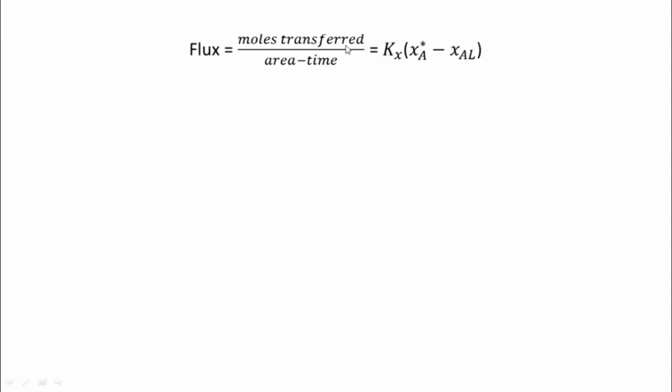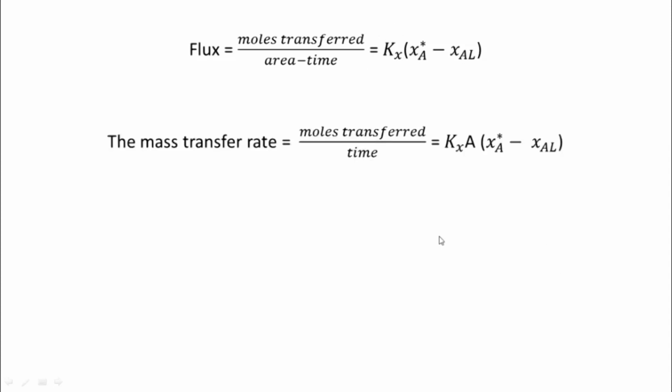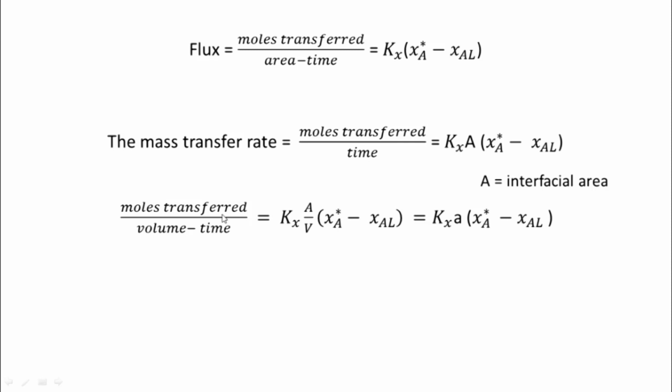And fluxes, as we saw, moles transferred, amount transferred, in this case moles transferred per area per time, so that is Kx into Xa star minus Xl. The mass transfer rate is moles transferred per time. Therefore, we need to multiply this by the area, the interfacial area, because it is the area that is perpendicular to the direction of the flux. So, Kx times A area, interfacial area, times Xa star minus XAL, and therefore the moles transferred per unit volume, these are measurable.